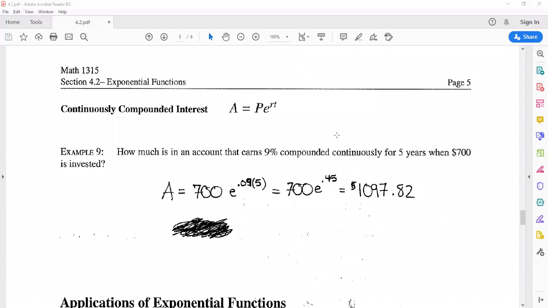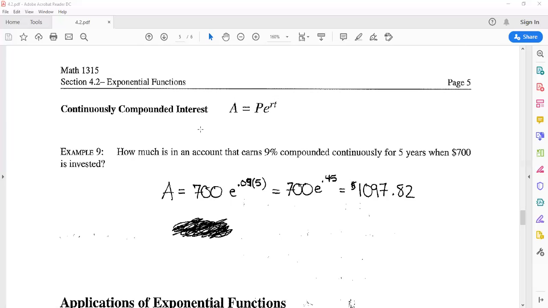The next topic is about continuously compounded interest. This is like having interest just compounded all the time. Okay, well, this is a little crazy, but we'll just take it. The formula for this is the new amount equals P times e to the rt, where e is that famous number I mentioned at the end of the last video.